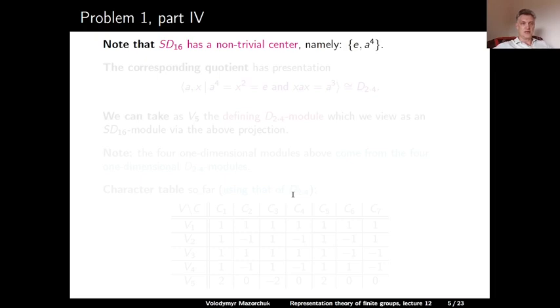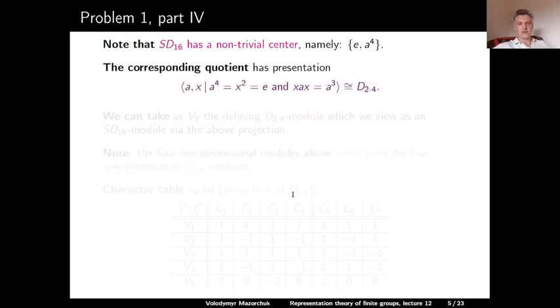This is now a good time to note that our group SD16 has a non-trivial center. The center is just the union of all singleton conjugacy classes, and we had 2. So we had a conjugacy class of the identity, which always exists, but we also noted that a to the power 4 was a singleton conjugacy class. So this means that a to the power 4 belongs to the center, and in our case, the center is equal to the identity and a to the power 4.